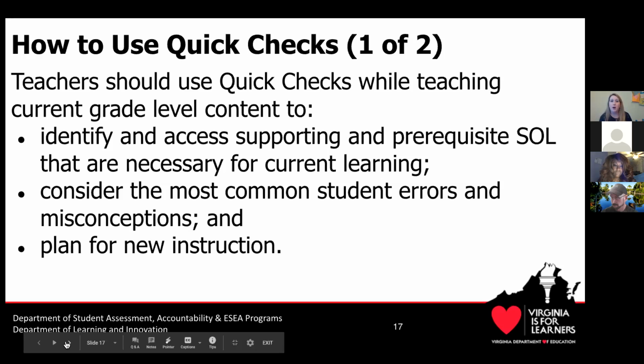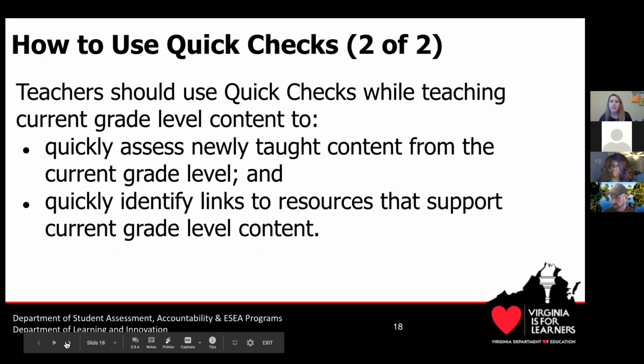Okay, the quick check will also help us with considering the most common student errors and misconceptions. Right, again, we can't enumerate every misconception students have, but based on our experiences, we identified the most common student errors and what that might indicate about student learning. We can use quick checks as we're planning, and we'll walk you through an example of what that might look like tonight.